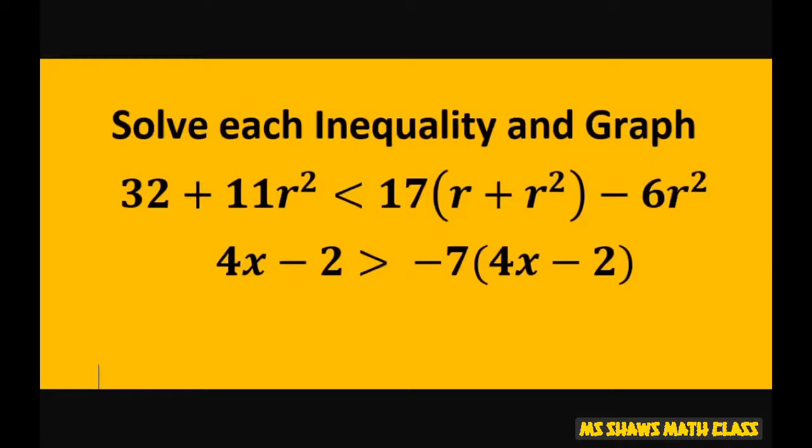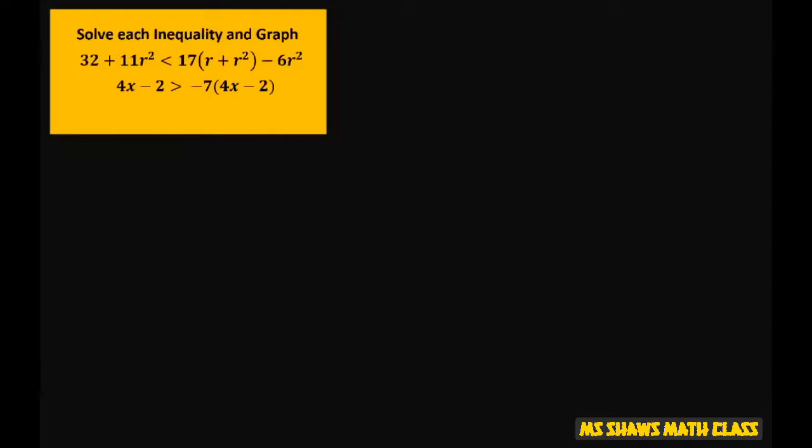Everyone, we're going to solve each inequality and graph, and we're doing these two problems here. So we'll get started with the first one. What we want to do is clean up the sides here. So let's do 32 plus 11r squared. Our left hand side of the inequality is fine, but the right side, let's figure that out.